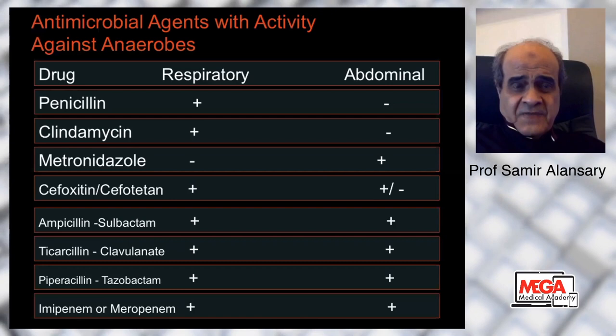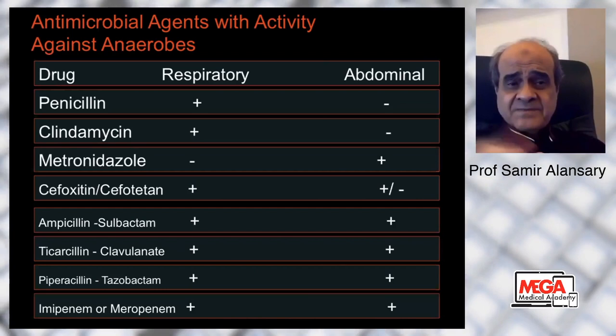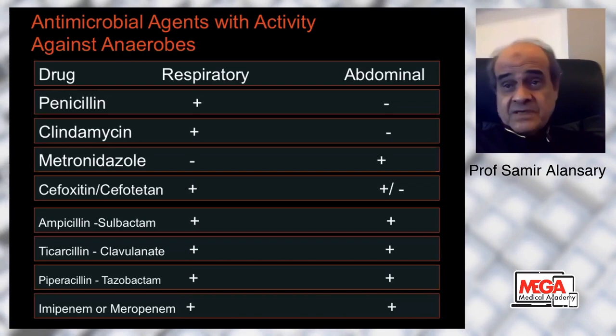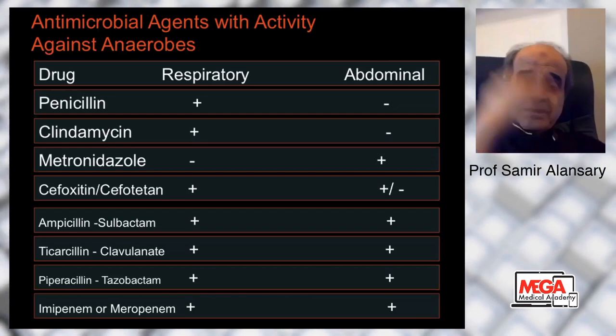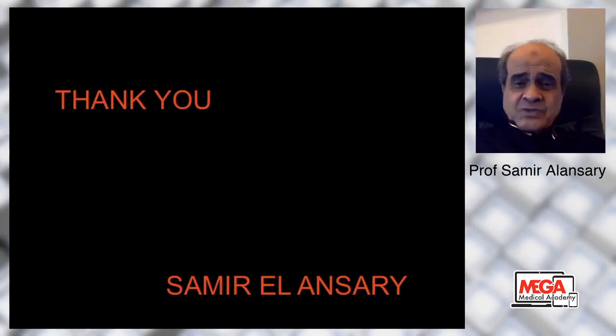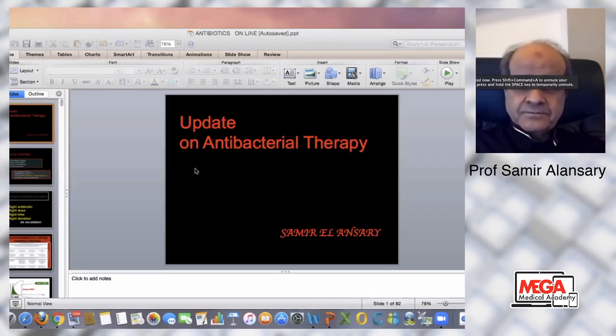Don't forget the anaerobic spectrum of some drugs such as metronidazole, clindamycin, tetracycline, clavulanate, piperacillin, imipenem, and meropenem; carbapenems all cover anaerobic bacteria. Metronidazole, as you know, covers the anaerobes of the abdomen, and clindamycin the other parts of the body, the upper and lower half. And I think that is enough today. Just the important points about some drugs.